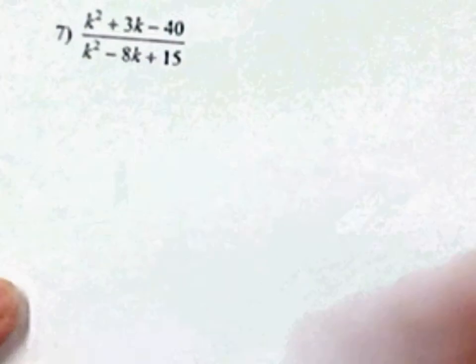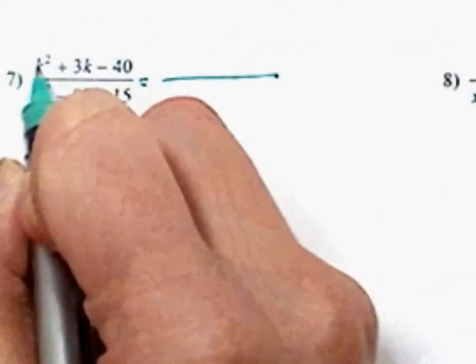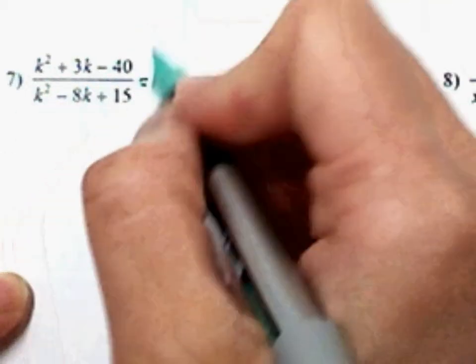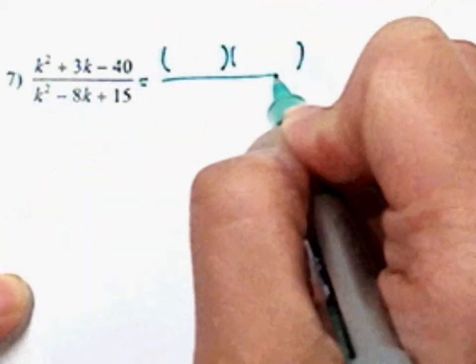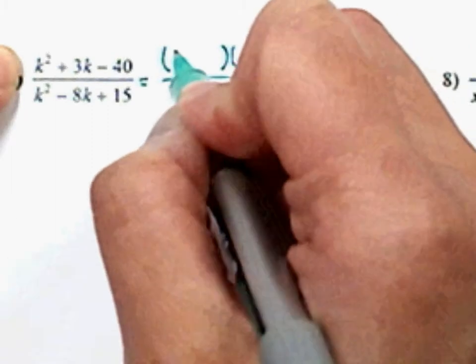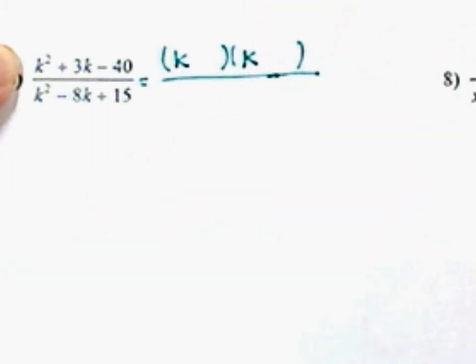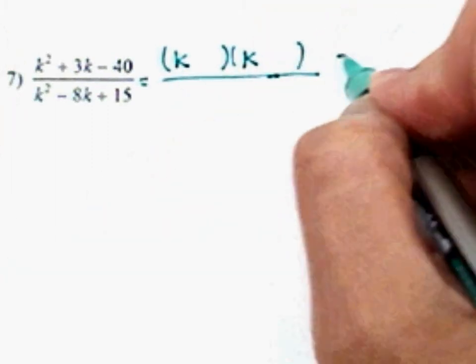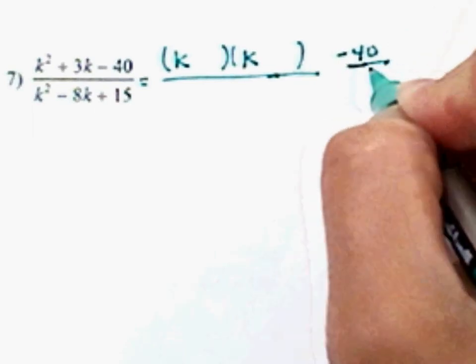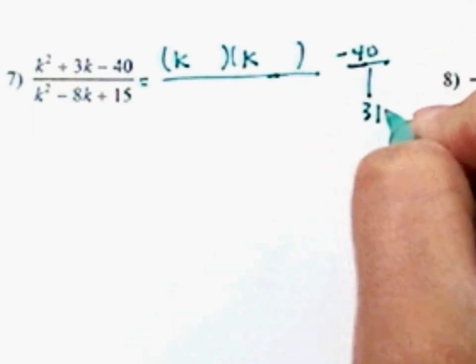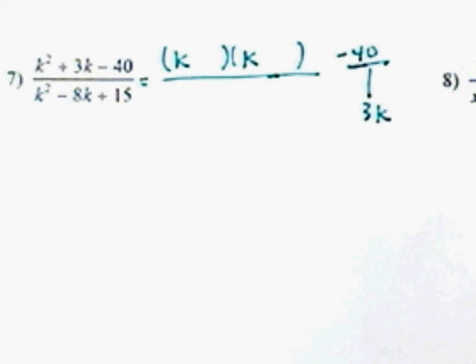All right, let's see what you guys can factor out. Let's look at the top. Can I factor those out? Yeah. You probably can, but you should at least try, okay? Factors of k squared, k and k. Two numbers that multiply to give you negative 40 and is going to subtract to give you 3k. What are those two numbers? Negative 5 and positive 8.